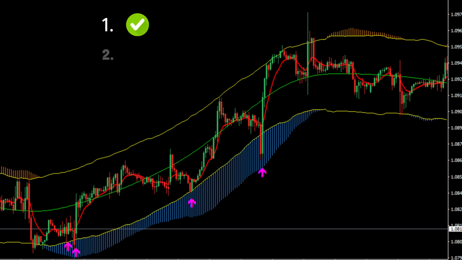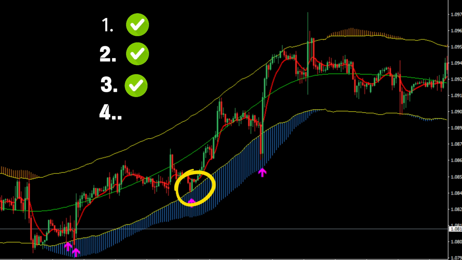The second condition was a blue zone must have been drawn. As you can see right here, we have a blue zone indicating an oversold condition. The third condition was the Trend Power indicator must have printed for us a pink arrow. As you can see, our pink arrow was printed right here in this blue zone. The fourth condition is for us to wait for a candlestick buy signal. As you can see right here on our chart, we had a candlestick engulfing signal right here.